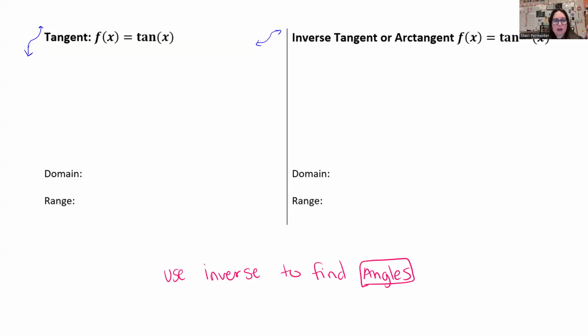And when we think about graphing the parent function of tangent, tangent has a shorter period because you get 2 cycles in one unit circle, but it runs from -pi over 2 to +pi over 2, and those are your asymptotes.